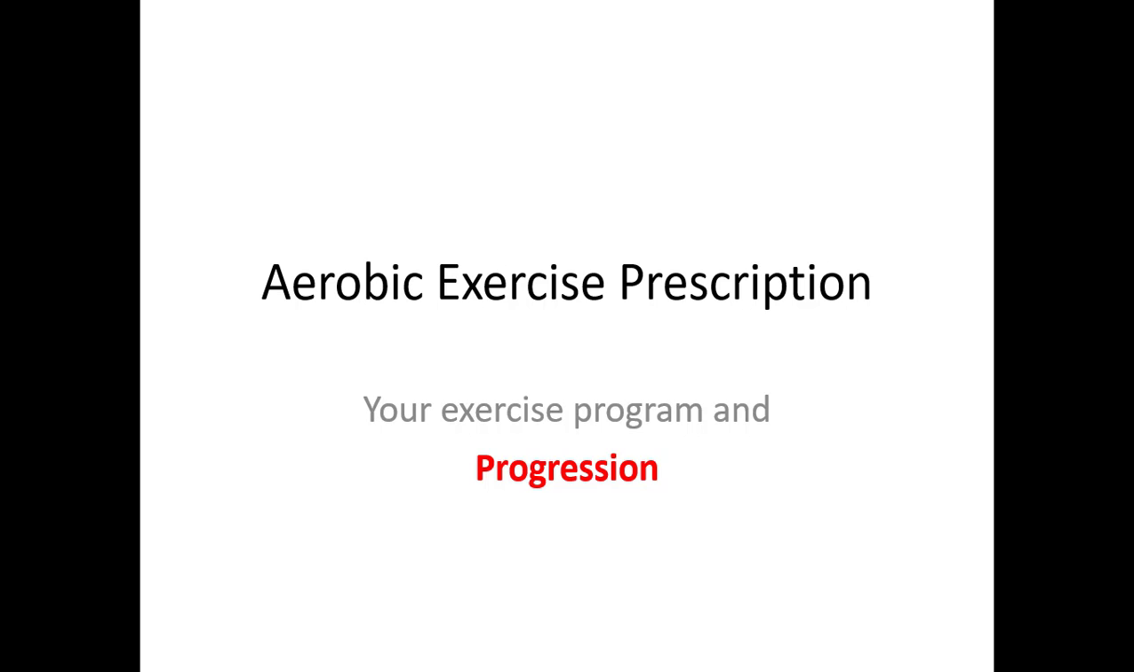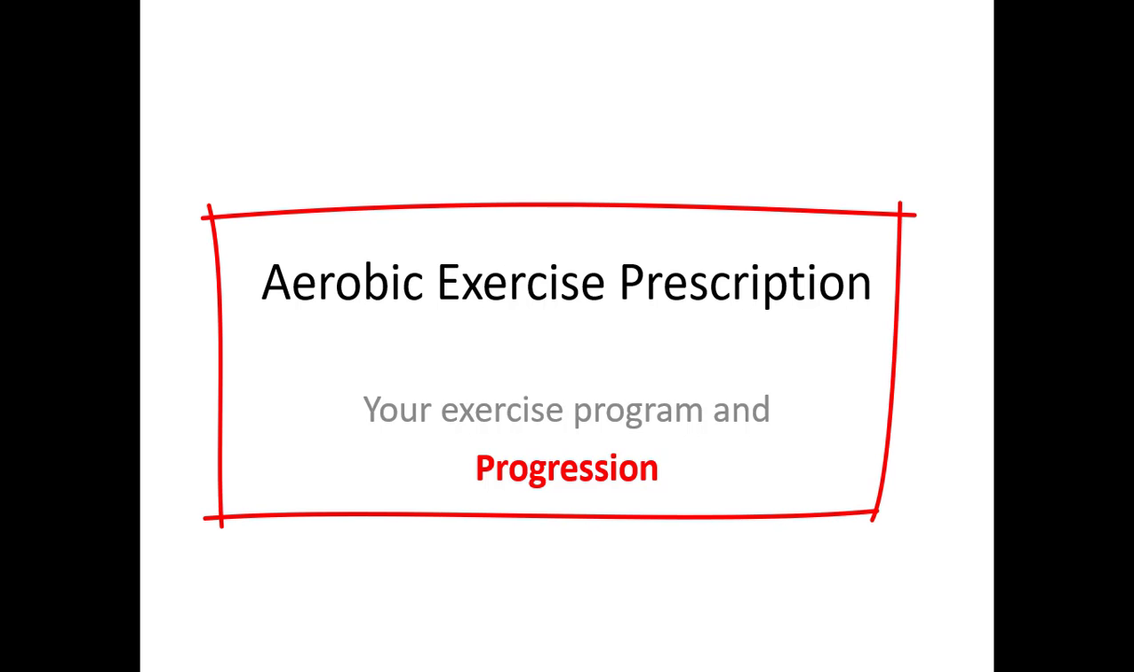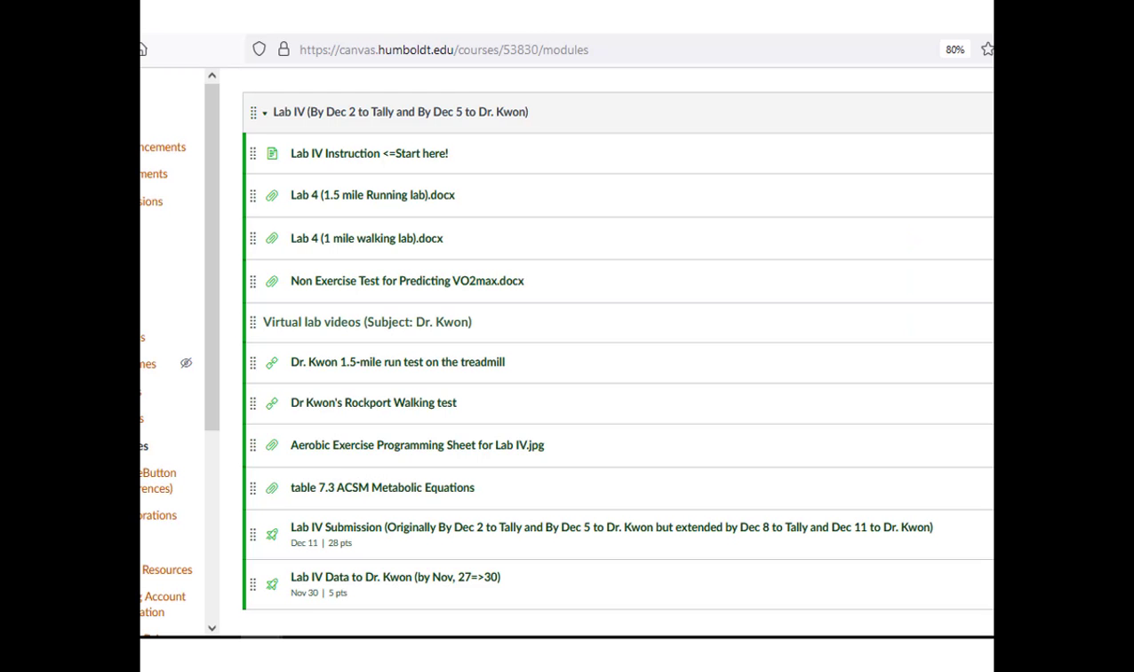Aerobic exercise prescription. This video helps you make your own aerobic exercise prescription. This is our Lab 4 Canvas website. Your Lab 4 is a 1.5 mile running lab or a 1 mile walking lab, right? So you should walk 1 mile or run 1.5 miles to report either one.